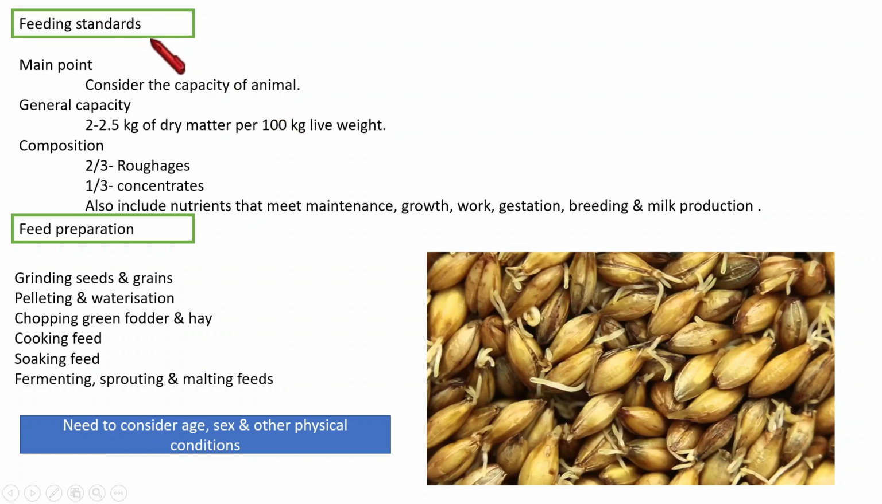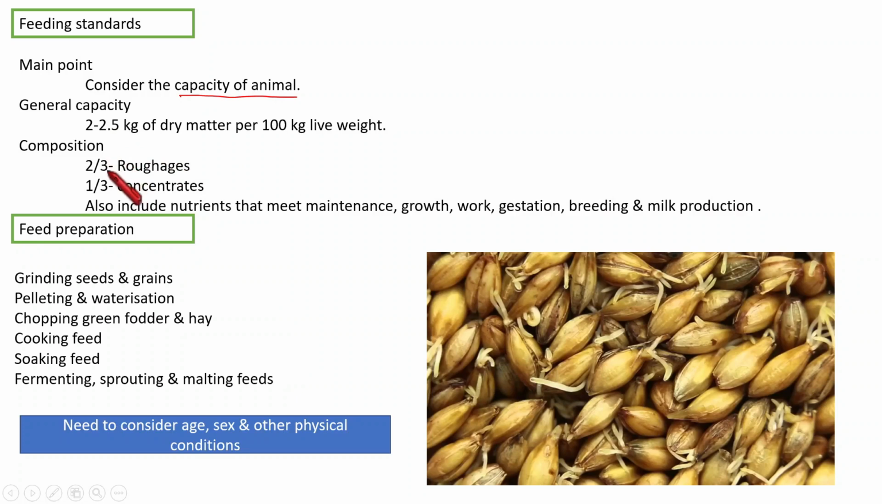Then what is the feeding standard? The main thing is that we need to consider the capacity of the animal. Based on that only we need to plan or design a feed for the animal. If it is a burden for the capacity, then there is no use. So we need to consider the capacity of the animal. General capacity is 2 to 2.5 kg of dry matter per 100 kg live weight of the dairy animal. So for each 100 kg weight, we can give 2 to 2.5 kg dry matter.